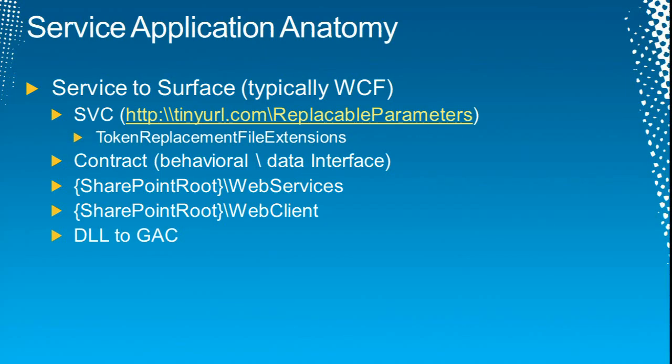So just be aware that if you create an SVC file, inside of it you're referring to your assembly and SharePoint's assembly for auto-generating MEX endpoints, and you can take advantage of the replaceable parameters to do that. You're also going to need some kind of a contract, probably a behavioral contract for sure, and maybe a data contract inside of your WCF service. I'm not telling you anything you don't already know, right? This is just a WCF service. You're going to go build one of these. There are two SharePoint-specific things, though.